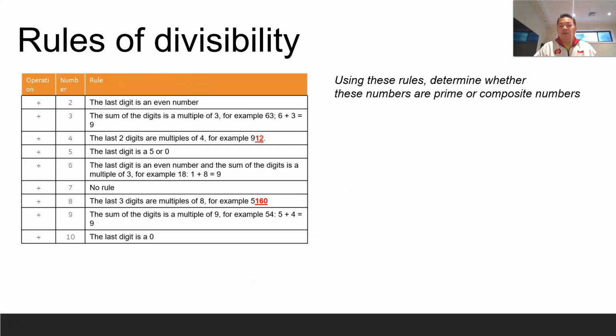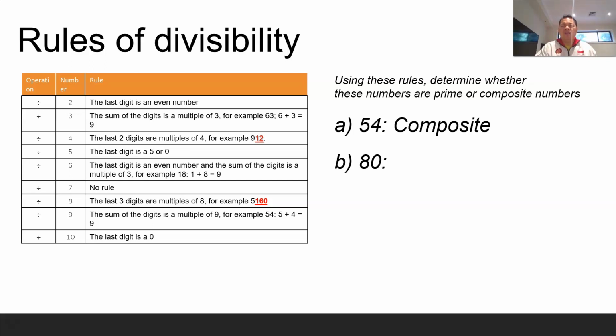So use these rules to determine whether these numbers are prime or composite numbers. By understanding all these rules, you need to find out whether they are divisible, because once a number is divisible by any of these numbers, it will not be a prime number. Like 54. Is it a prime or is it a composite? Because it's an even number, it must be a composite, isn't it?